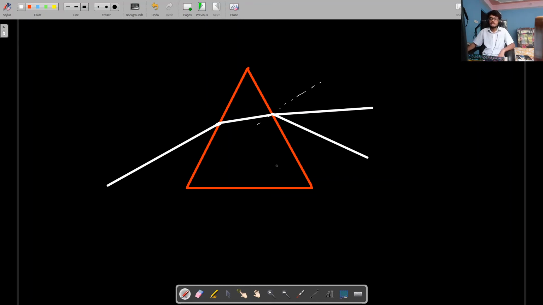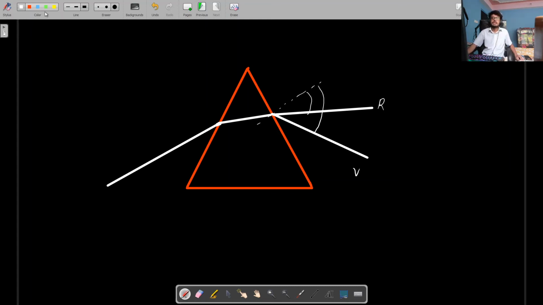Where is violet? Let me verify. Violet will be the maximum deviated, right? So maximum deviated means where, the upper one or the lower one? Maximum deviation means the angle should be maximum. So which angle is greater, this angle or this angle? The lower one. So this one will be violet, and this one will be red.